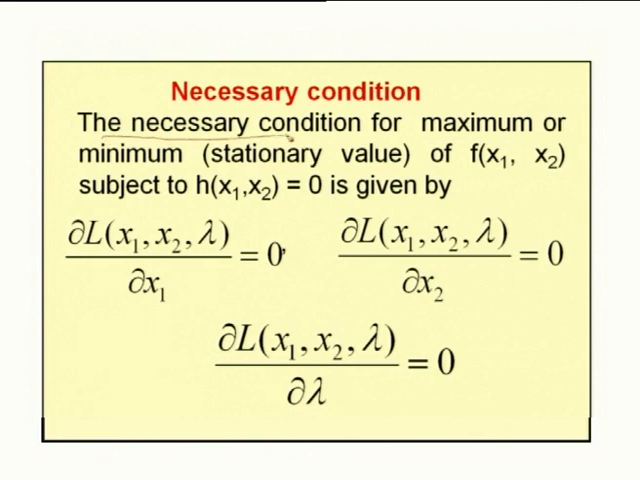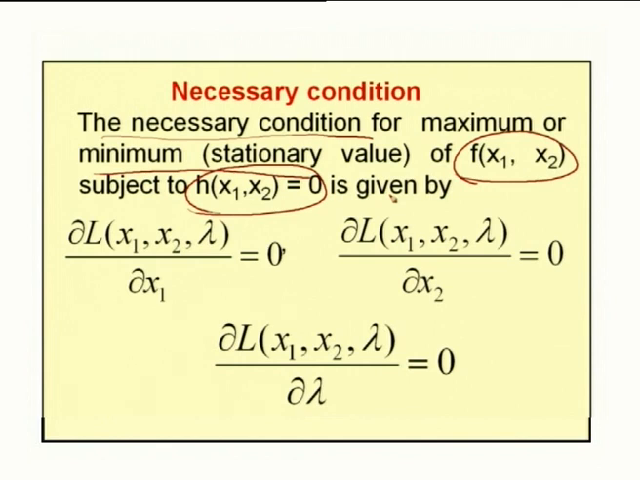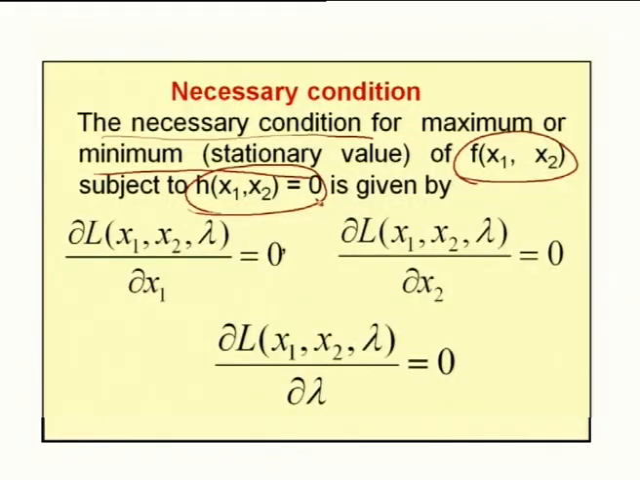The necessary conditions for a maximum or minimum value of the function f of x1, x2 subject to the constraint h of x1, x2 equal to 0 are given by dou L by dou x1 equal to 0, dou L by dou x2 equal to 0, dou L by dou lambda equal to 0. So, for the given NLPP, the maximum or minimum value of the objective function f of x1, x2 subject to the constraint h of x1, x2 equal to 0 is given by dou L by dou x1 equal to 0, dou L by dou x2 equal to 0 and dou L by dou lambda equal to 0.